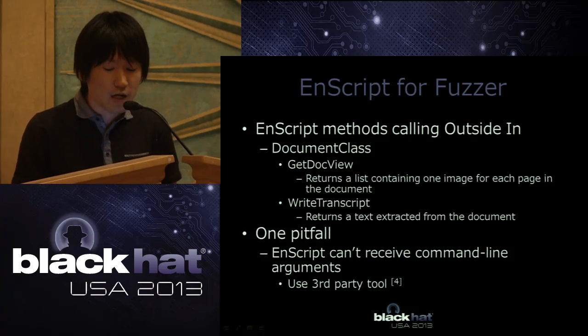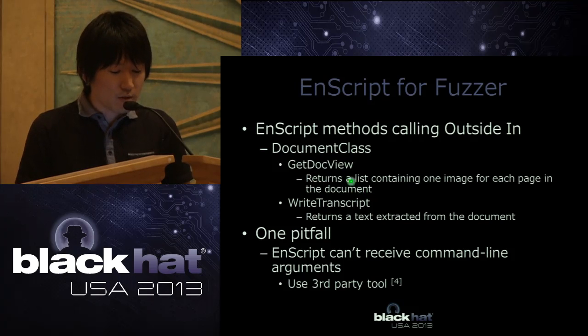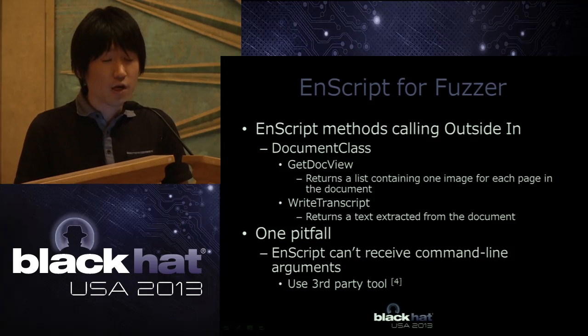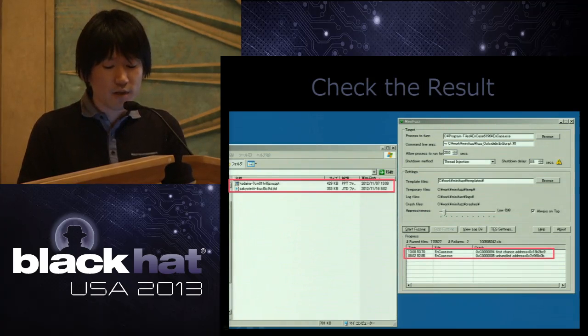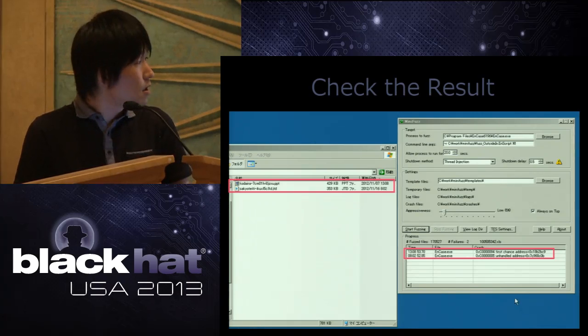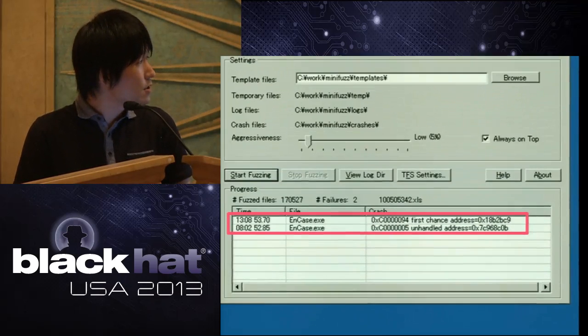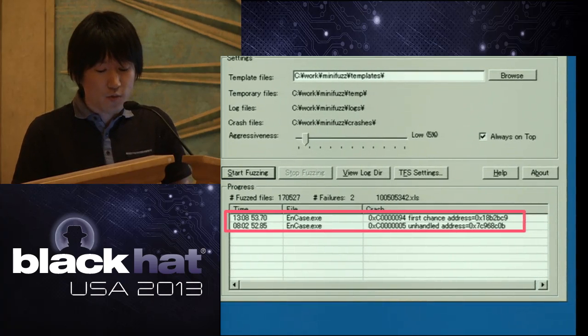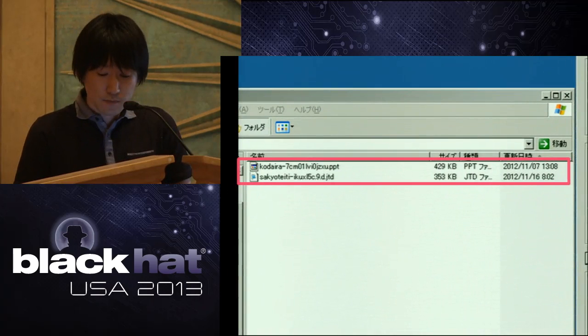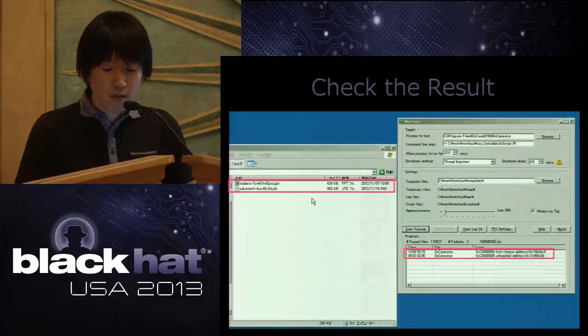We have two methods to call Outside In functions using the EnCase EnScript: GetDocView and WriteTranscript in the document class. I wrote an EnScript to call both of the methods. And for your information, usually an EnScript cannot receive command line arguments from EnCase, so I used a third-party tool to pass arguments to the script. If MiniFuzz catches any exception in EnCase, it outputs a log like this and saves the mutated files like this. In my experience, the fuzzer discovered one bug for about 10,000 files.